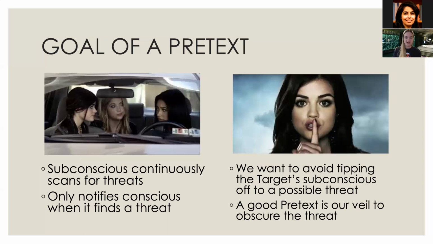And a good pretext is our veil to disguise our objective and obscure this threat or risk from the target's subconscious brain. The best way to describe this is when you're driving in a car, you have traffic all around you, your subconscious is scanning your environment continuously, but you only seem to notice the car that's too close to your rear end when it's too close, right? That's because your subconscious is like, whoa, this thing's too close. Hey, I need help. Can you look at this? And then your conscious brain gets tapped in and you've got to decide how you're going to handle the situation.